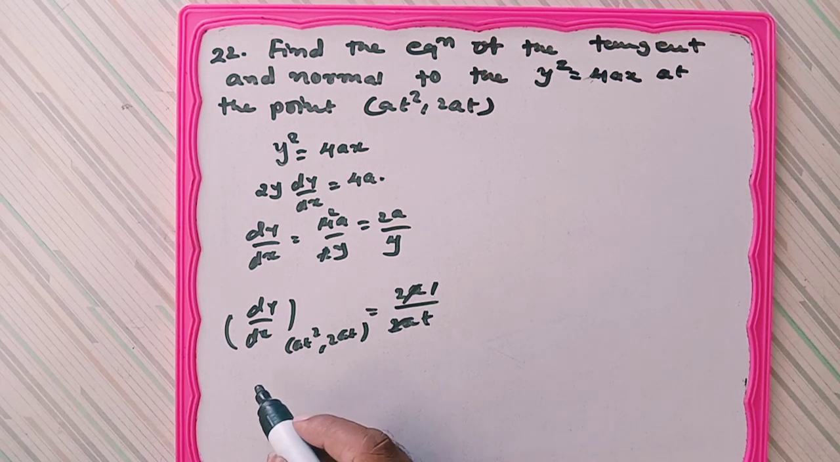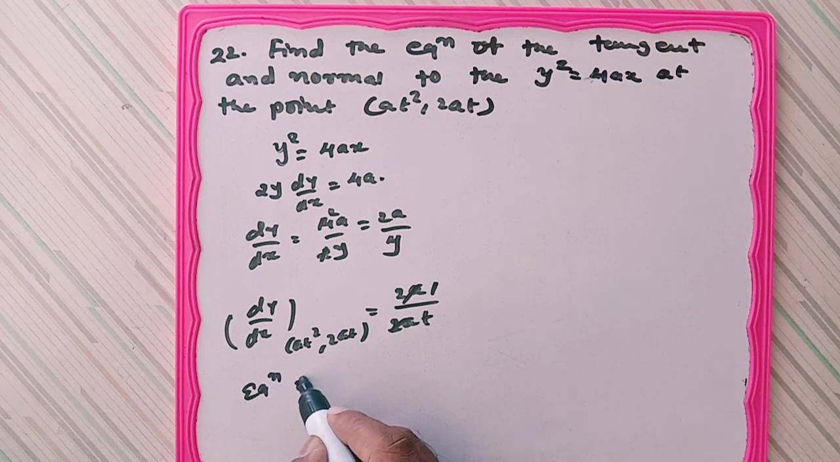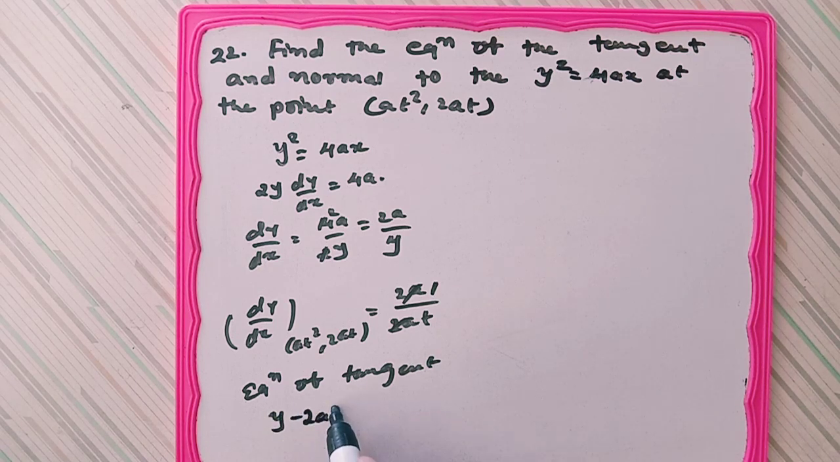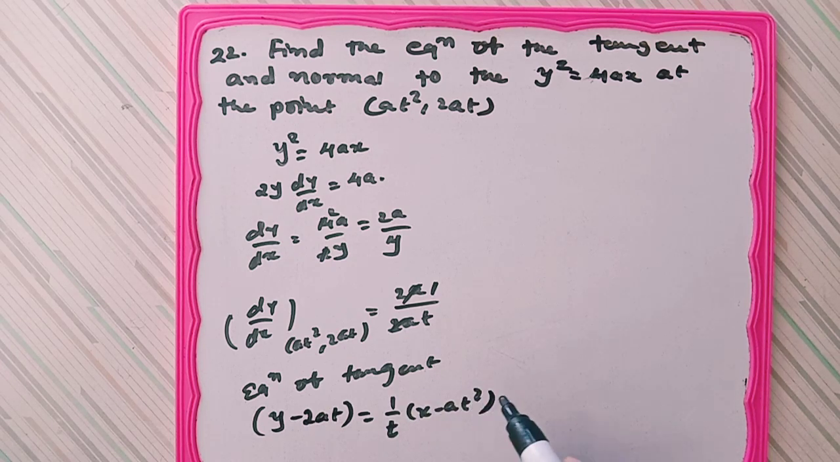And so the equation of the tangent: y minus 2at equals 1 upon t into (x minus at²).